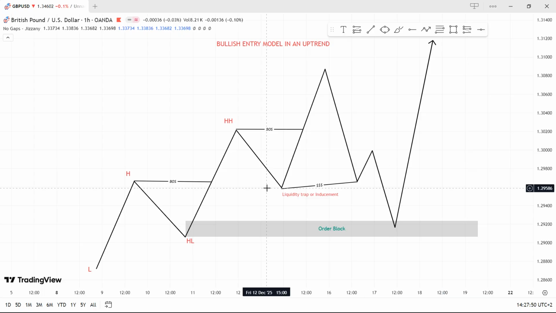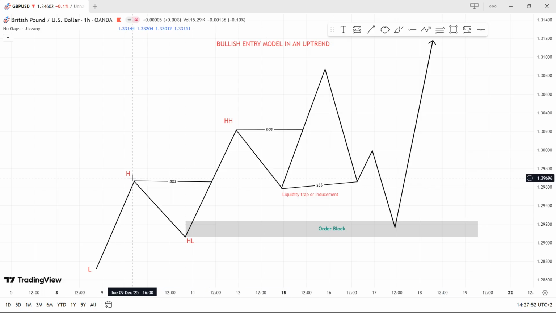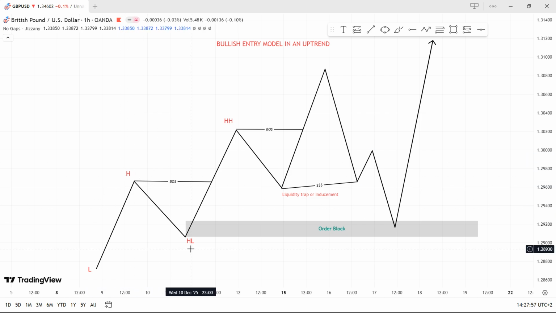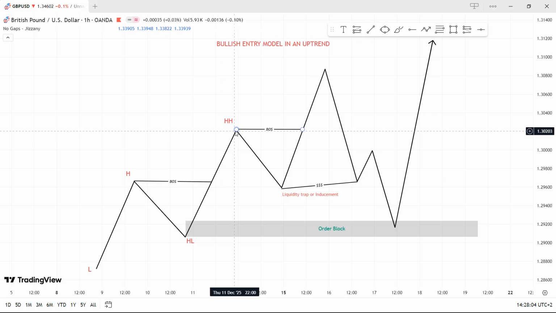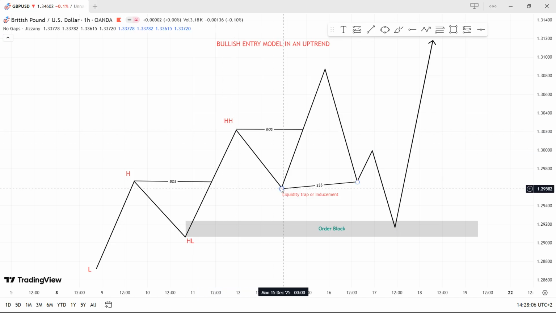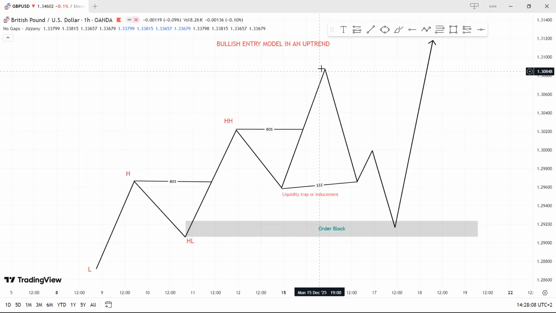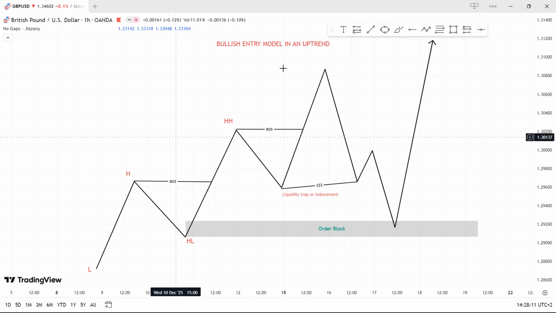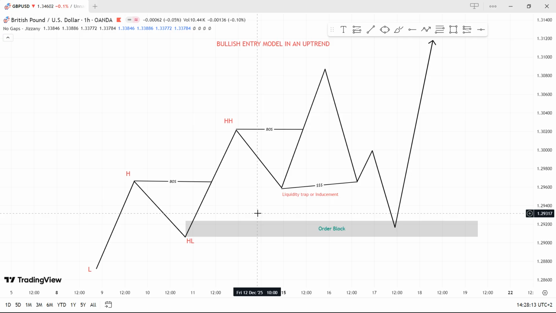So as we can see here, this pair printed a high from this sketch. We can see that the pair printed a high and a higher low, and we had a break-off structure which surpassed the previous high to make a new higher high. And there is also a higher low here and another break-off structure to make a higher high. So if you look at this market, we can see that it is bullish.